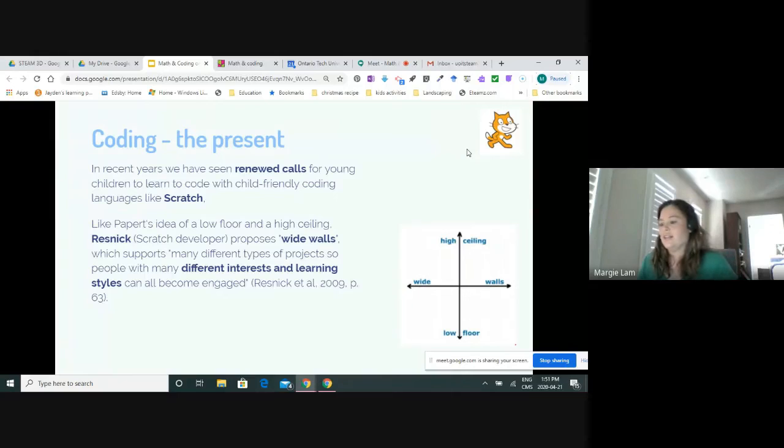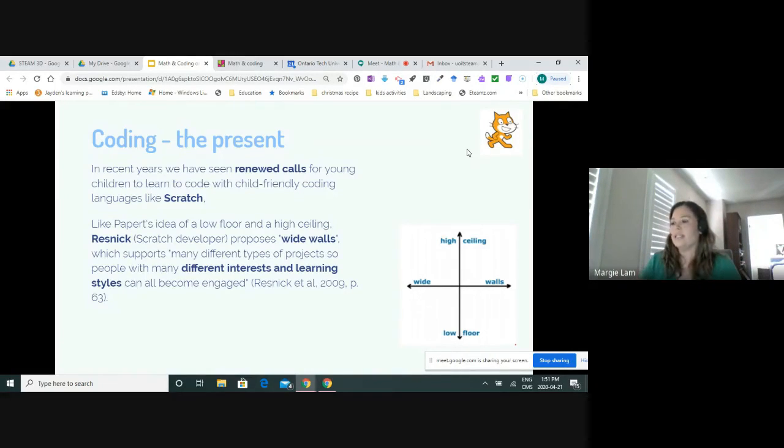Yes, to Scratch. I know some might have more familiarity, others a little less, but Scratch is really a child-friendly coding environment. We're going to use it today in our hands-on session to guide you on a type of lesson that you could create with math and coding. It was co-developed by Mitch Resnick, who looked at that low ceiling, high floor, and added a term called wide walls, which allows students of many different interests and learning styles to become engaged. So that's really where we are today.